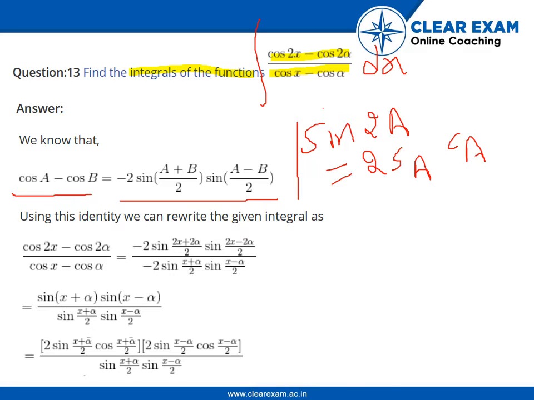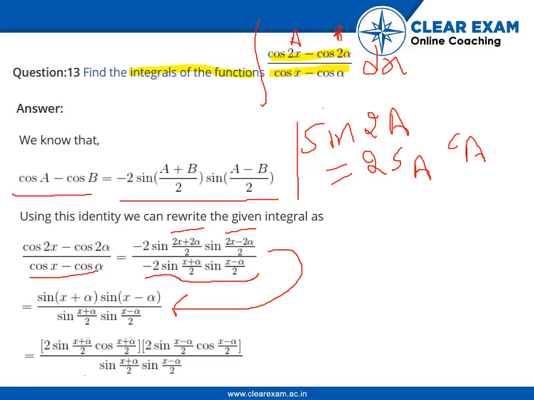So cos 2x minus cos 2 alpha. Here a is 2x and b is 2 alpha. So we can write cos 2x minus cos 2 alpha as minus 2 sin((a plus b)/2), that is (2x plus 2 alpha)/2, times sin((a minus b)/2), that is (2x minus 2 alpha)/2. And similarly for cos x minus cos alpha, that is minus 2 sin((x plus a)/2) into sin((x minus a)/2). We are just simplifying the expression in this step and we get something like this.